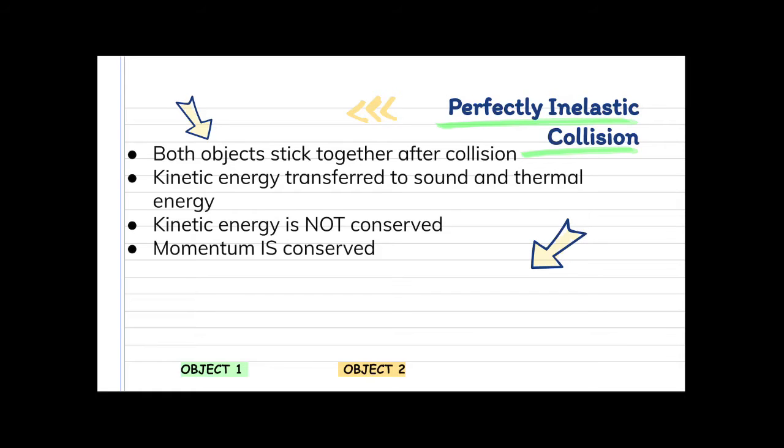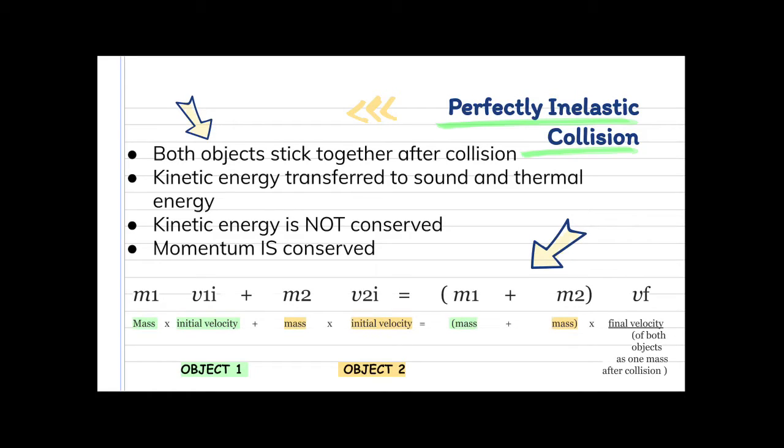Now below is the long equation for perfectly inelastic collisions, which is demonstrated by the mass and velocity of two objects. If you look down below, I highlighted which mass and which velocity belongs to each object. So everything in green belongs to object 1, and everything in yellow belongs to object 2.